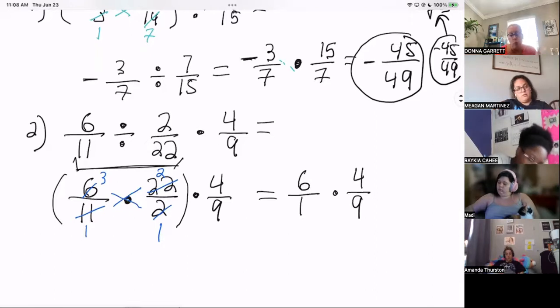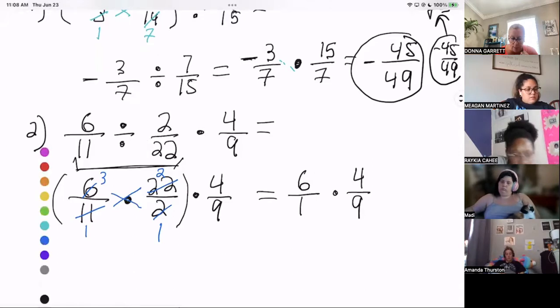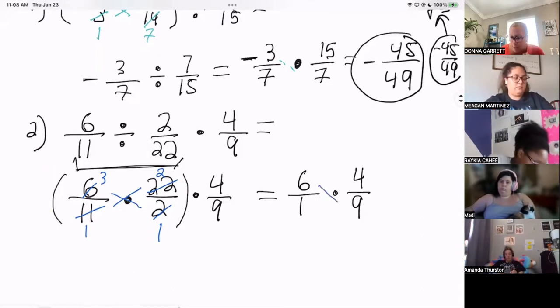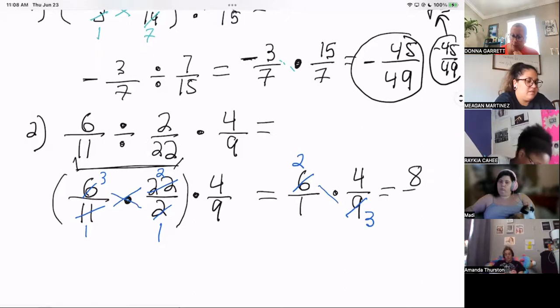Now, I can multiply across and simplify, but I can simplify first too. So I have right here, I can divide both of them by 3. If I divide that by 3, I have 2. If I divide this by 3, I have 3. And now I can multiply across and I get 8 over 3.